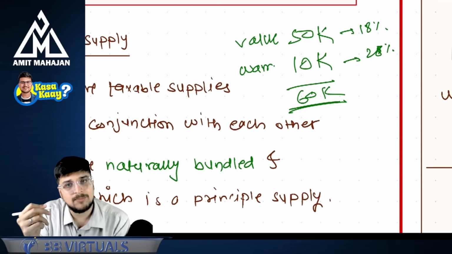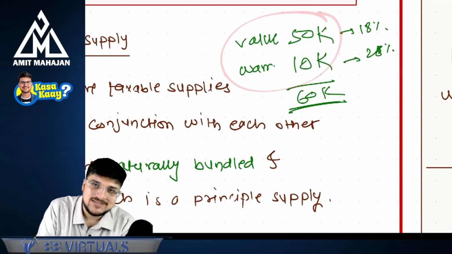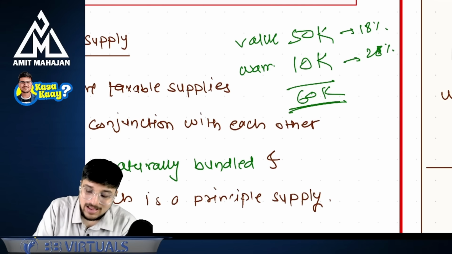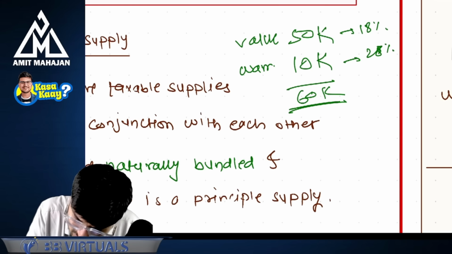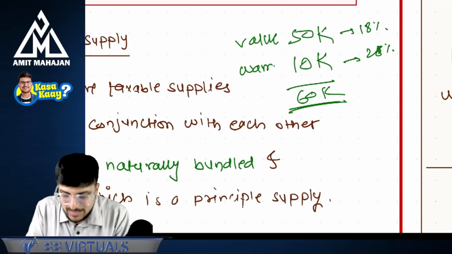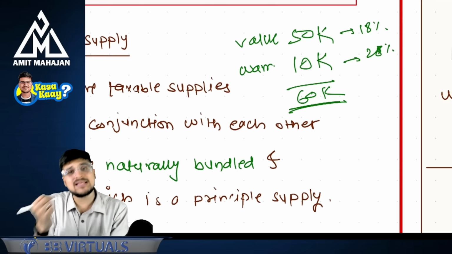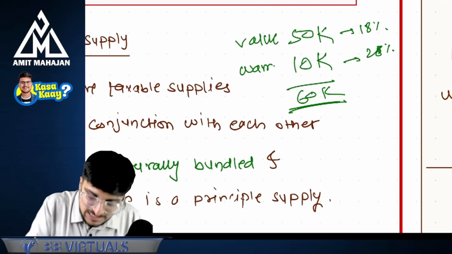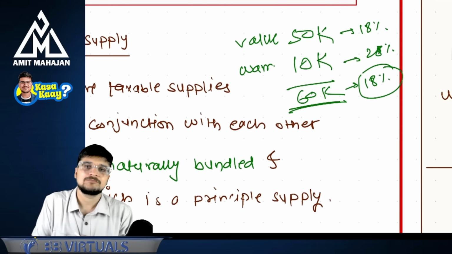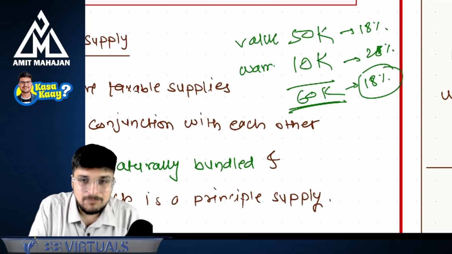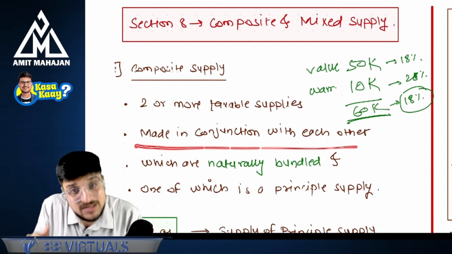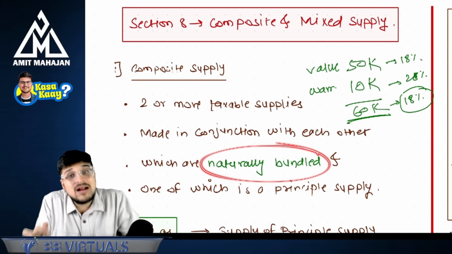This is called a composite supply, where 2 or more supplies are given in conjunction with each other, and one of which is a principal supply. Can I say this microwave oven is a principal supply in this case? Microwave oven is a principal supply, and this warranty is a secondary supply, an ancillary supply. So in this case, which rate will be applicable? The rate of the principal supply will be applicable, that is 18%. So this is the example of composite supply, where two or more supplies are made in conjunction with each other, which are naturally bundled.